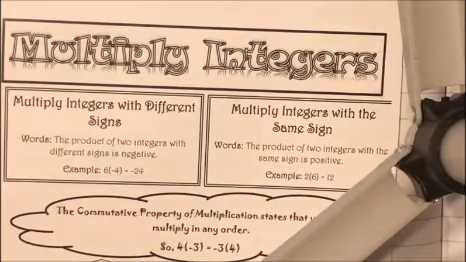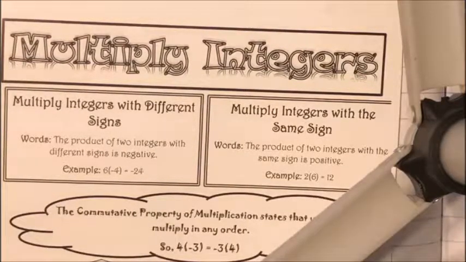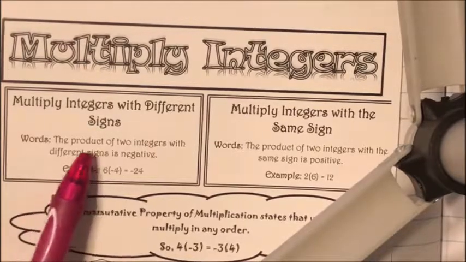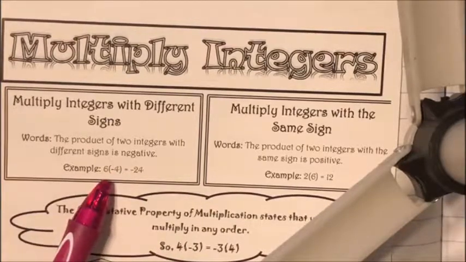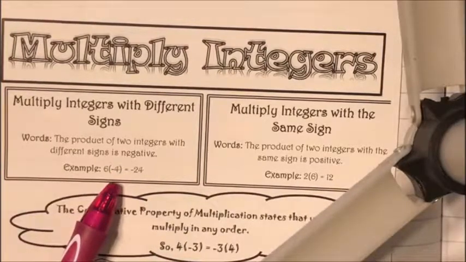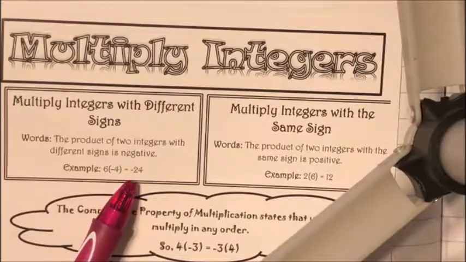This is chapter 3, lesson 4, multiply integers. When you're multiplying integers with different signs, the product of two integers with different signs is negative. So if I have 6 times negative 4, my answer is going to be negative 24.